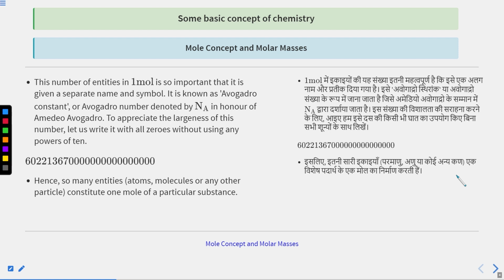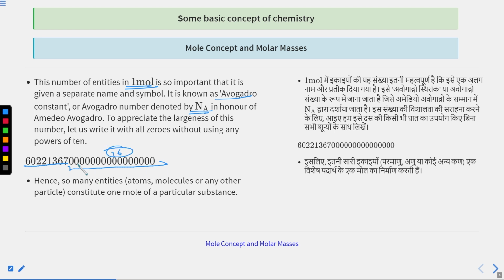This number of entities in 1 mole is so important that it is given a separate name and symbol. The name is Avogadro number or Avogadro constant, and the symbol is Na, and this is given in the honor of Amedeo Avogadro. And I already told you, to appreciate the largeness of this number, you can write the number with all zeros without using any powers of 10, and you can see 6.022137 and there are 16 zeros.